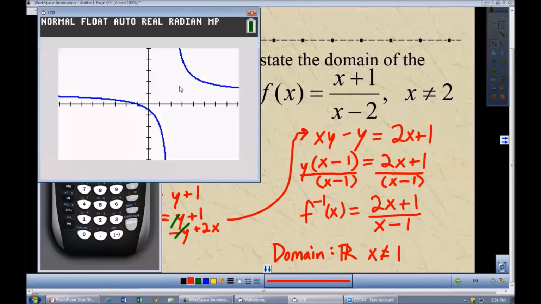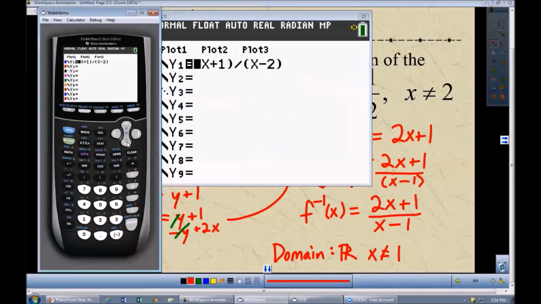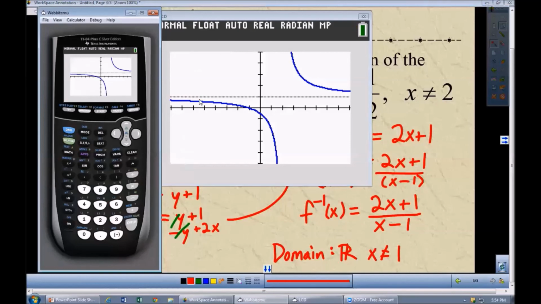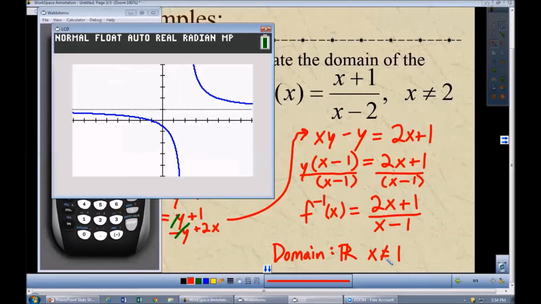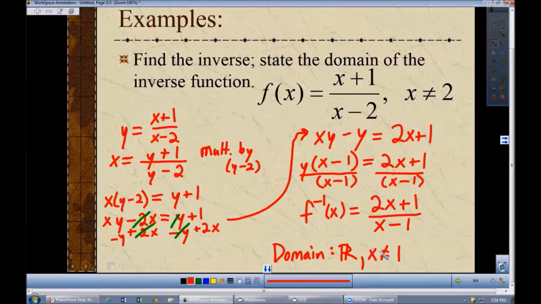But notice also the output of 1 actually never happens. Let me add in the graph here of y equals 1. And notice that that is never an output that will come from the function f of x. There's a horizontal asymptote there at y equals 1. So it turns out that's okay for our domain of the inverse to not be able to trace 1 back to an input, because there is no output of 1 that would ever trace back to any input.